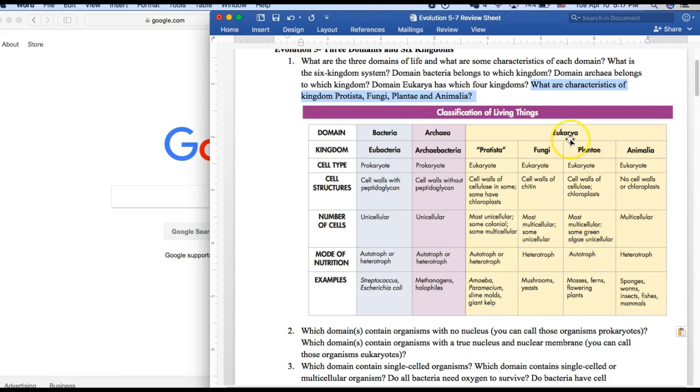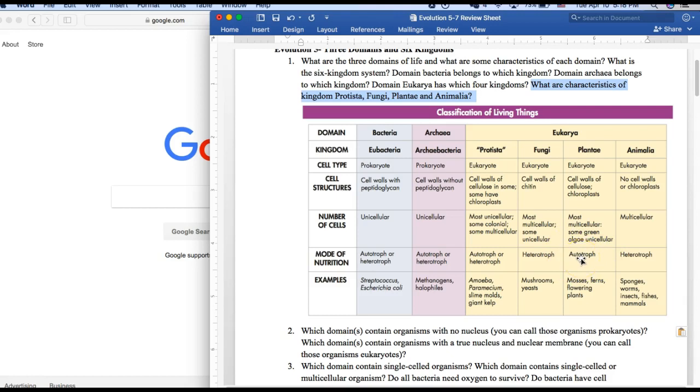The next one is eukarya. We have these 4 categories. Protista is mostly unicellular, some multicellular, autotroph or heterotroph. Fungi is heterotroph only, and fungi can be multicellular or unicellular. And plants is all autotroph.